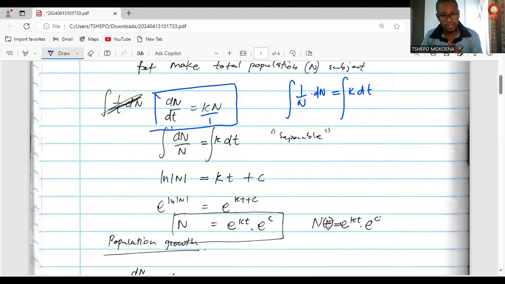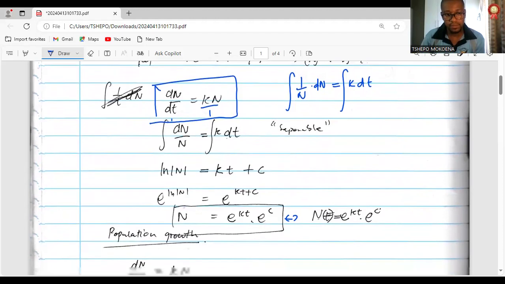And therefore, what's happening on this side, we don't care, but we know that we can just separate this, reversing the laws of exponents by separating these exponents together like this. So you can represent your answer again in this form, as a function of t. That's population growth.